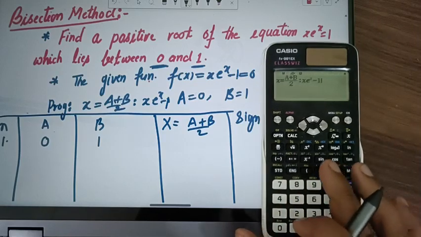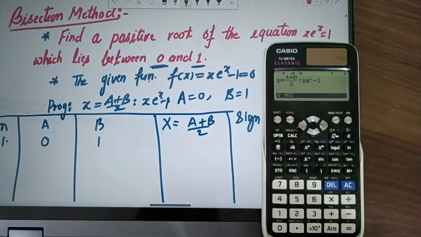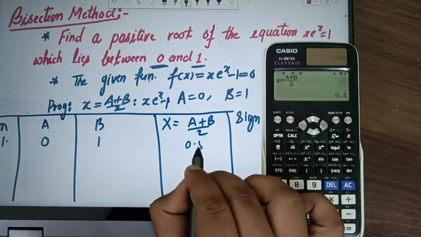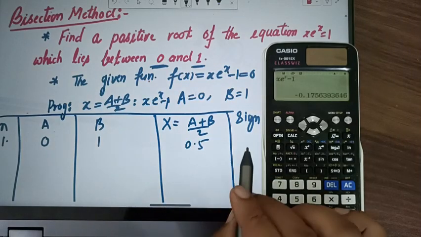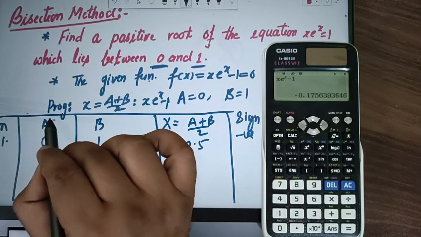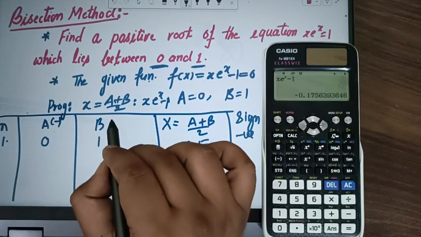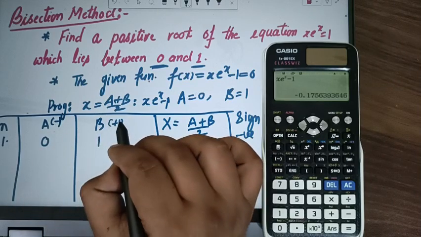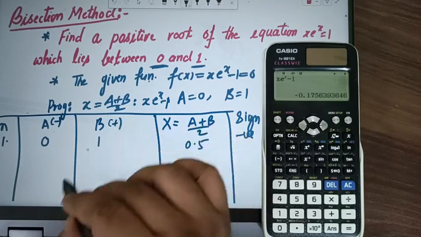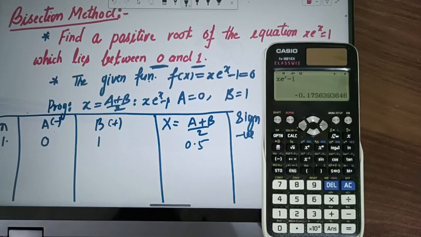Now we press CALC, and it will ask the value of a. Give the value of a as 0, already 0 is here, then press equal. Give the value of b, which is already 1, then press equal. So now we have x is 0.5. Now what about the sign? The sign is negative. At the point 0 the sign is negative, and at the point 1 the sign is positive. You can check the sign at the points a and b also. How will you check? I will tell you at the end of the video.